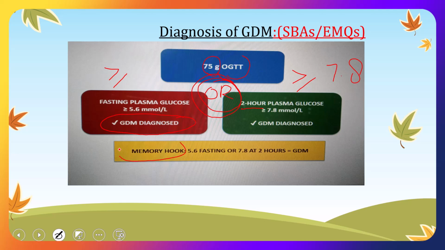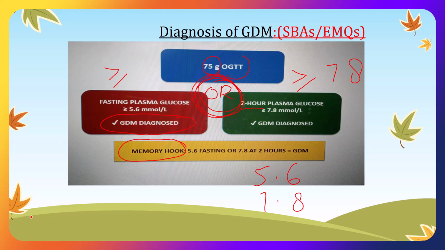So the memory hook for you is that fasting is 5.6 and the 2-hour level is 7.8. This is easy to remember, 5, 6, 7, 8, and thus the diagnosis of GDM is made. But the important thing I am going to repeat, that between these 2 readings, you have to remember the word or.